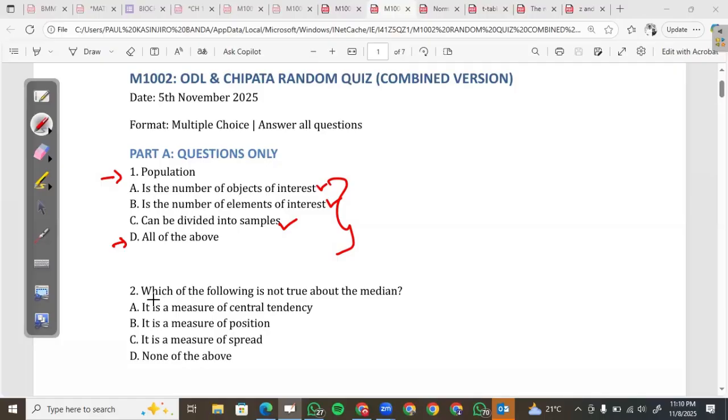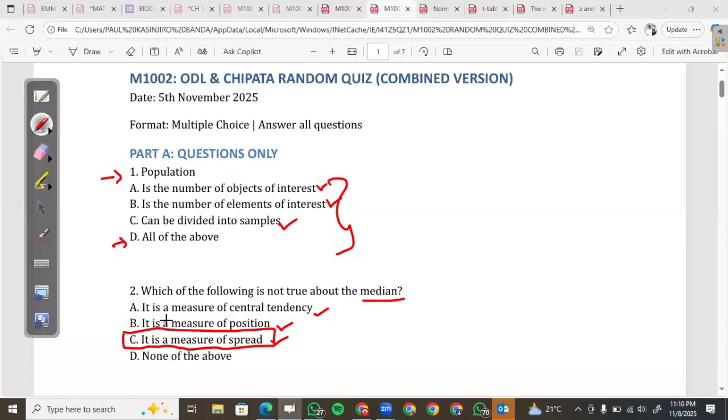And then two, they're saying which of the following is not true about the median? A, it is a measure of central tendency. And then B, it is a measure of position. And then C, it is a measure of spread. Which one is not true? The one which is not true here is C. It is a measure of spread. That statement is not true about the median.